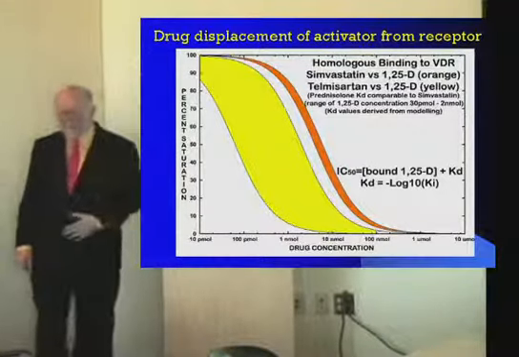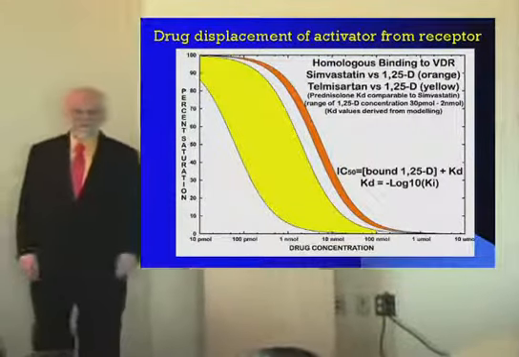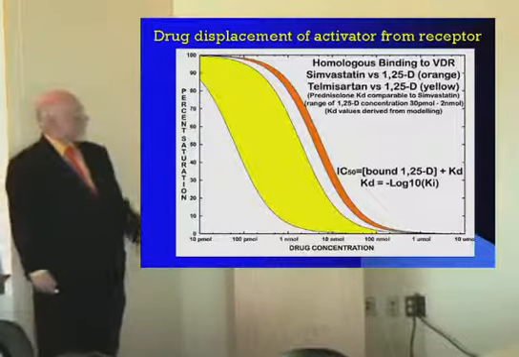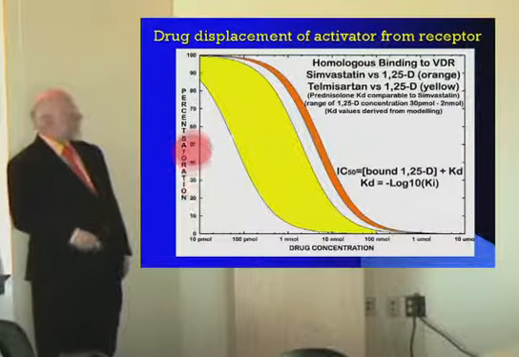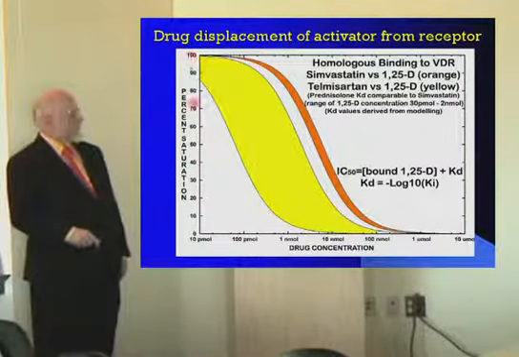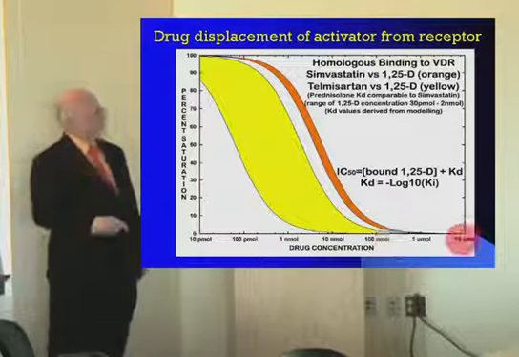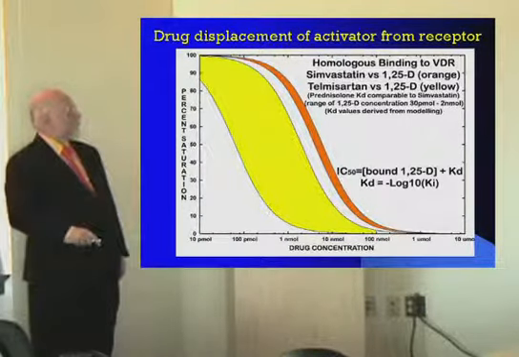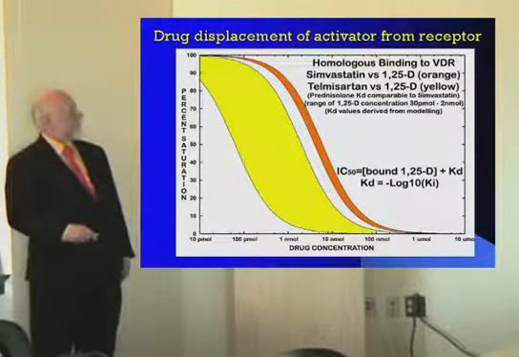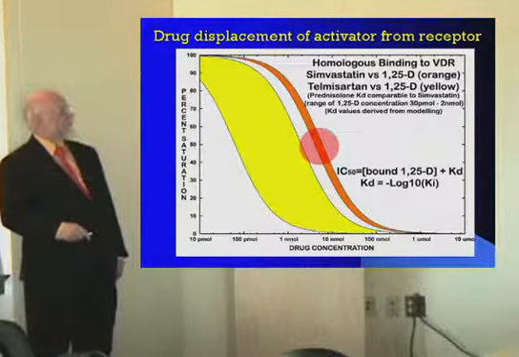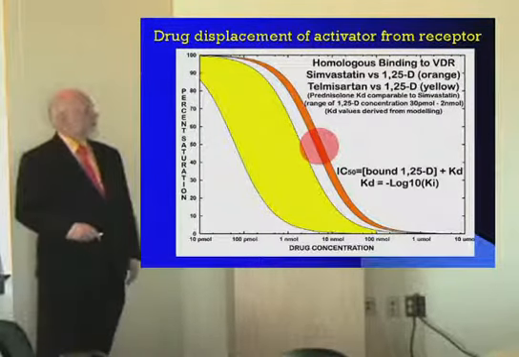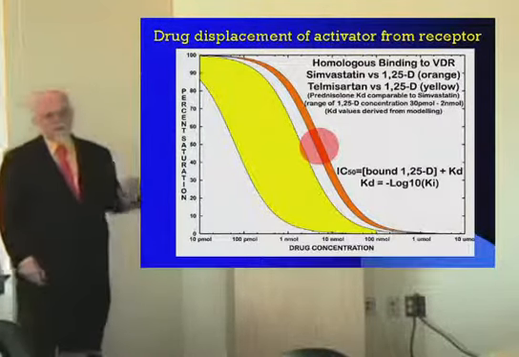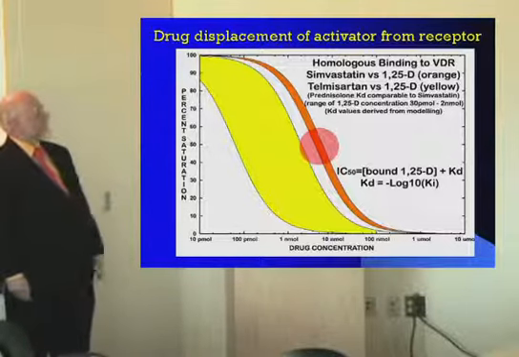Well, here's a graph that I'm sure most of you will be a bit more familiar with. What we have here is a percent saturation on the left-hand axis, 0 to 100%, and drug concentration across the bottom. And we have the normal curves which indicate the IC50, which is equal to the bound natural ligand, plus KD, where KD is a dissociation constant, or minus log 10 of KI. KI values were what were on the other slides.